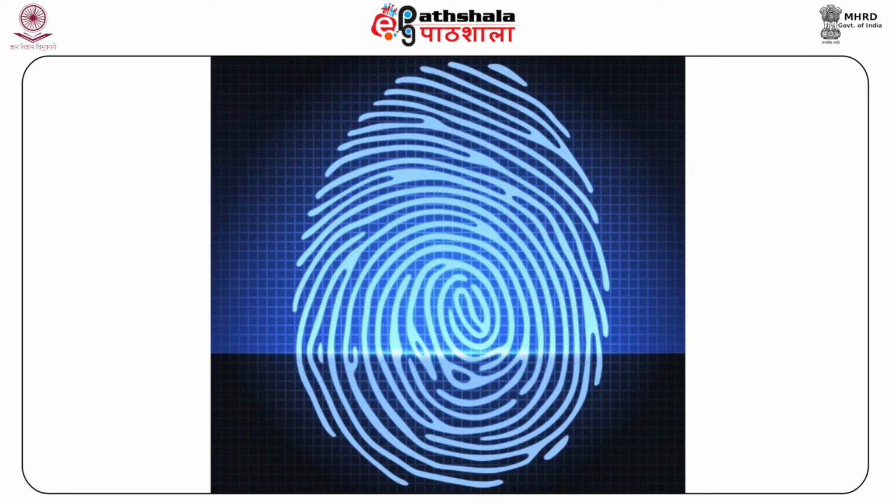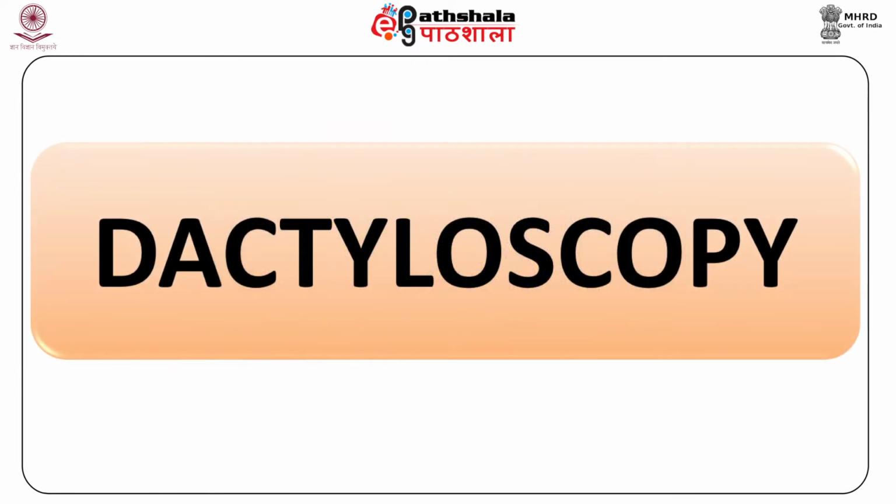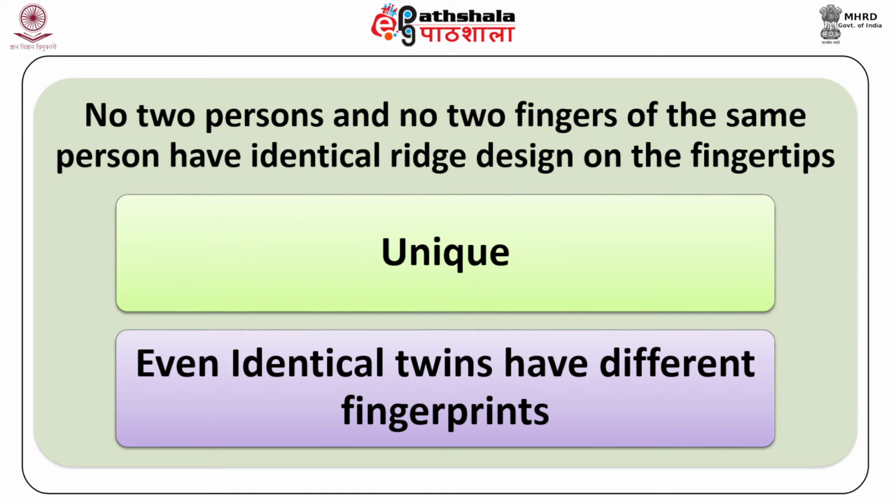The science of identification by screening and comparing fingerprints is called dactyloscopy. This science is based on three principles. First, no two persons and no two fingers of the same person have identical ridge designs on the fingertips. Fingertips are absolutely unique, more unique than the DNA, the genetic material in human cells.